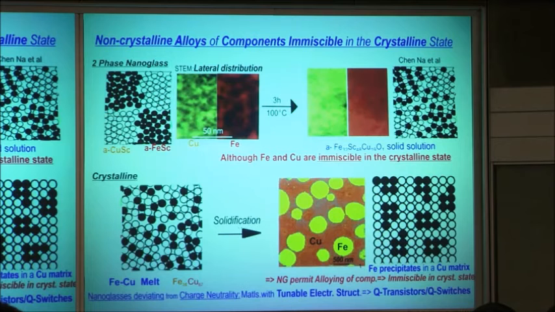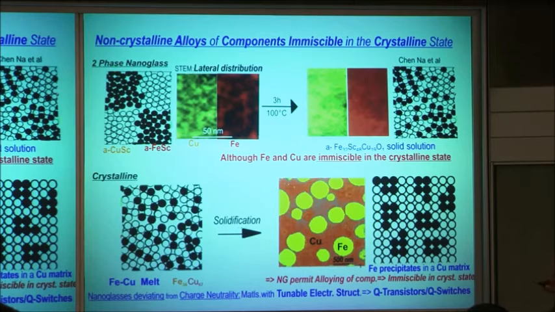crystalline form. I'll show you here the experiment. This shows the formation of non-crystalline alloys of components that are immiscible, and the system which I'm showing here is iron and copper. Iron and copper you can mix in the molten state, but you cannot mix it in the crystalline state. So in order to get this nanoglass alloy, we started with a two-phase nanoglass.